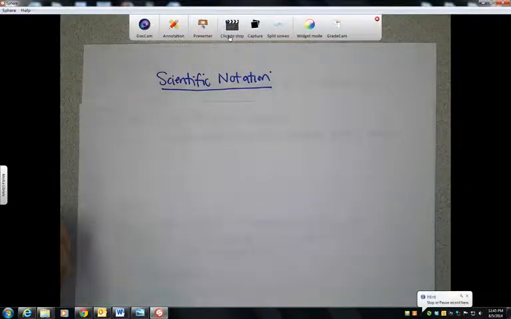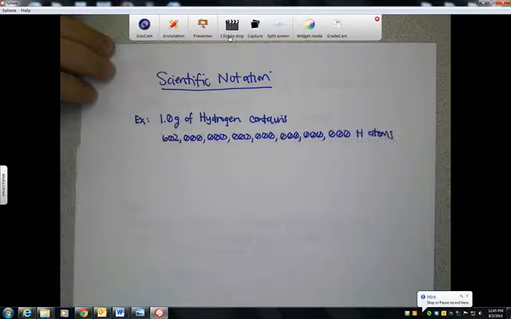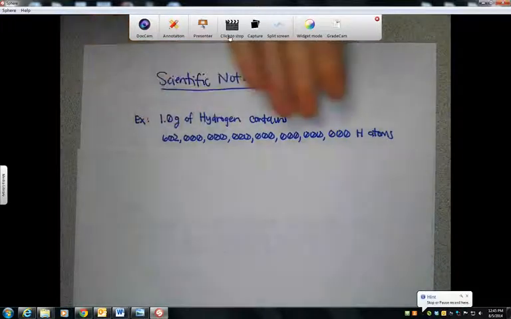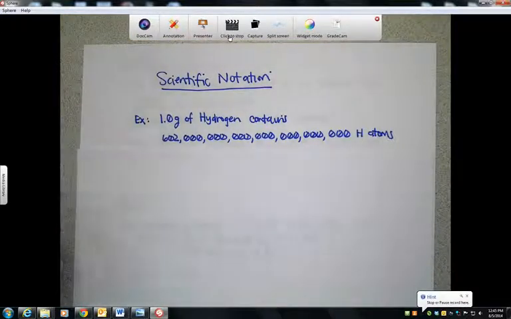Let's talk a little bit about scientific notation. A lot of times in science, the measurements that you make or are given involve very large or small numbers. For example, a gram of hydrogen would contain this many hydrogen atoms. That's a huge number. It's very cumbersome.